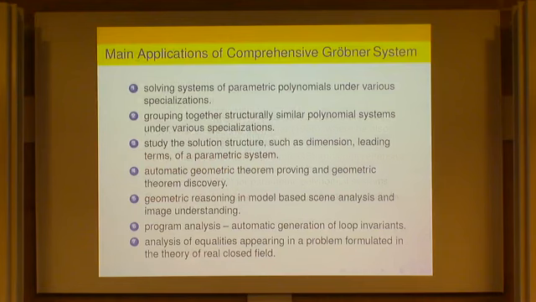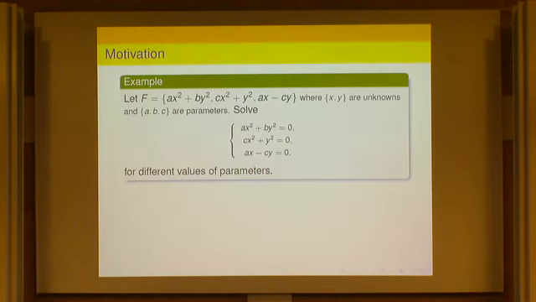Okay, back to this. So let me ground everything. Here, let's say we have these three very simple polynomials: two quadratic ones and one linear one. And we have x and y as the variables in the traditional sense, which we typically call indeterminates in the computer algebra jargon. And a, b, c are the parameters. Our goal is to solve these equations for different values of a, b, c.